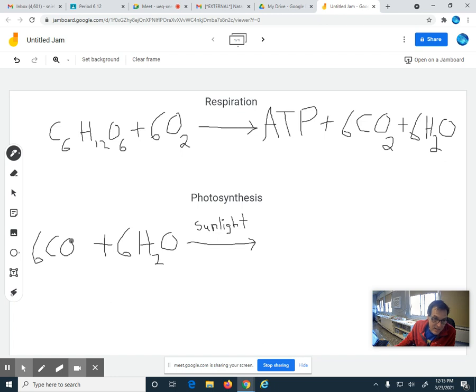So I'm going to add 6 CO2. So 6 CO2 plus 6 H2O in the presence of sunlight will start to yield things. And the main thing that it yields, the goal of this process, is a molecule of glucose, C6H12O6, once again. And we know that it yields one molecule because there is no coefficient written in front of the molecule. In addition to making glucose, it also releases a gas in this process, oxygen.